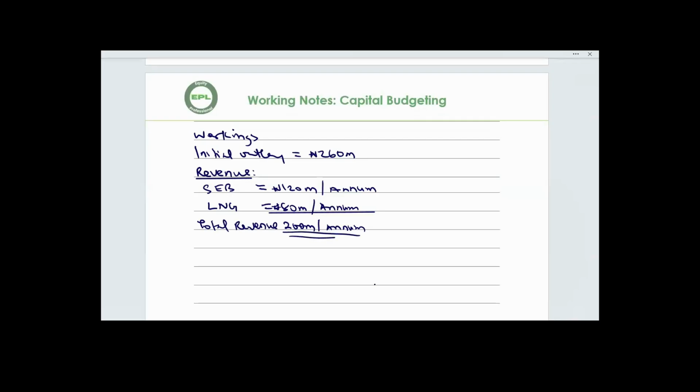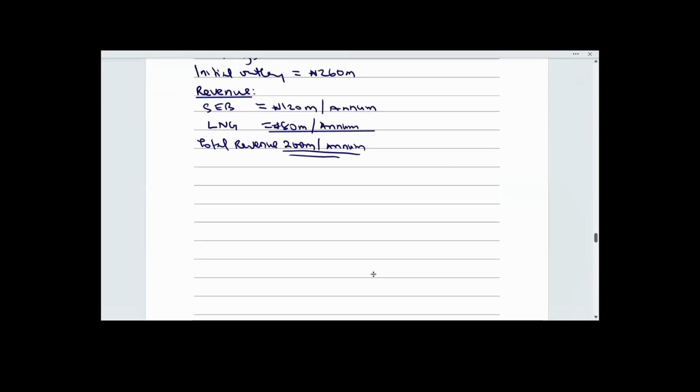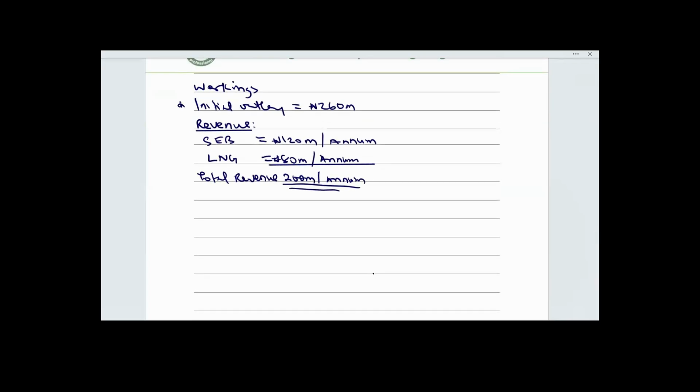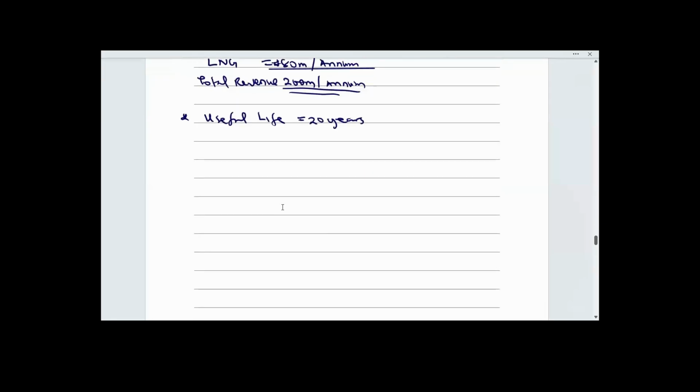Total revenue is 200 million per annum. Then also in the question, we are told that the useful life is 20 years. To calculate NPV, we need about three variables: one is useful life, appropriate cost of capital, and then relevant cash flow.